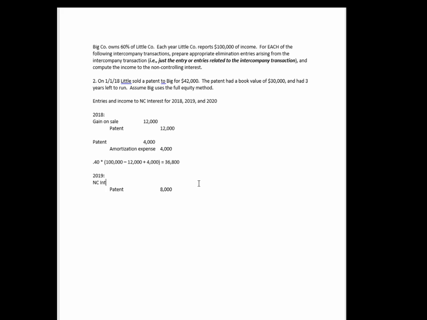The non-controlling interest is going to get their share, 40% of that $8,000. So 40% of $8,000 is $3,200. The other 60% of that, the $4,800, is going to be the parent's share. And now the second question is, is the parent using the full or the partial equity method? The parent is using the full equity method, so we're going to go ahead and debit investment in Little.